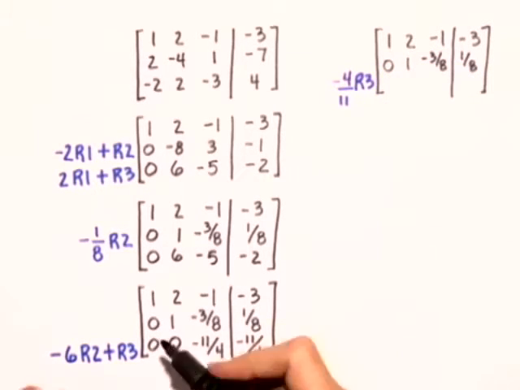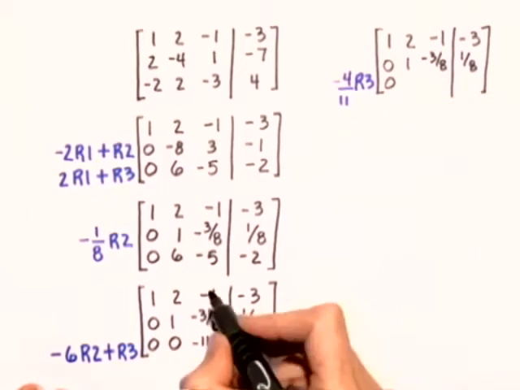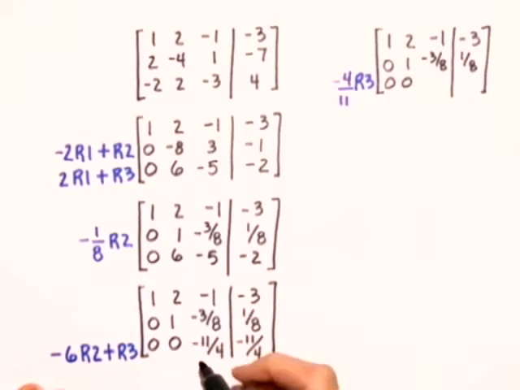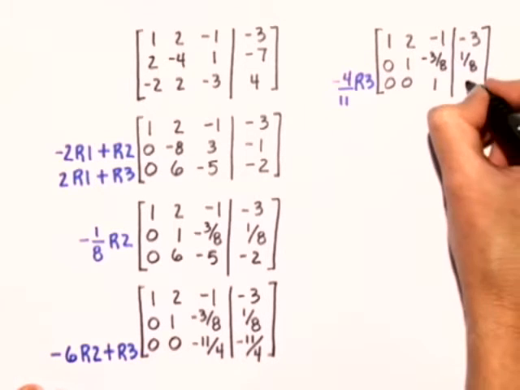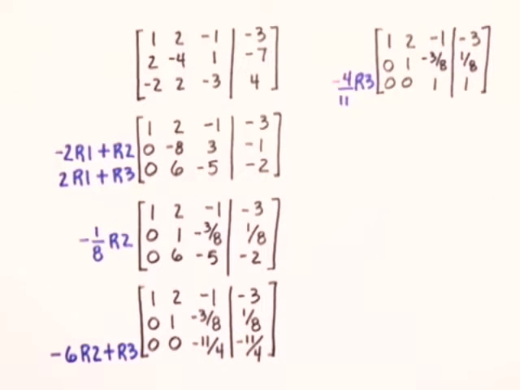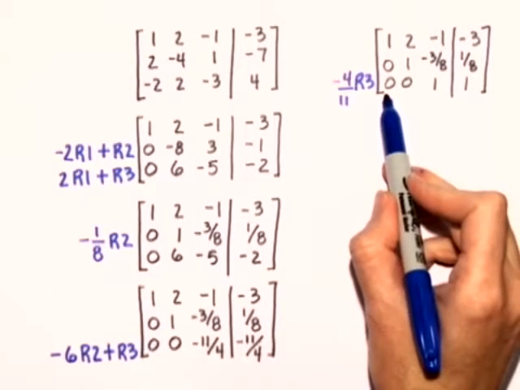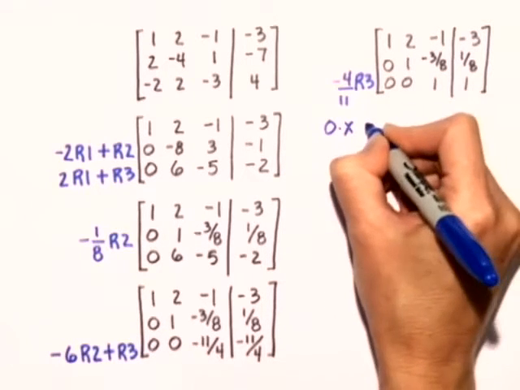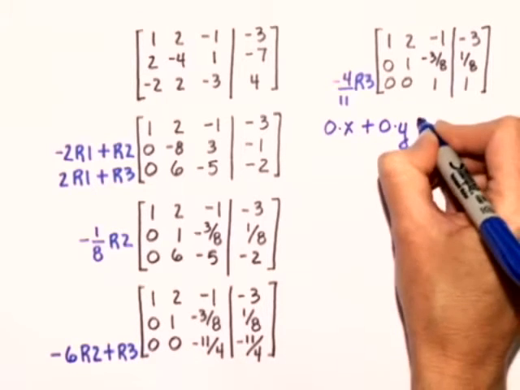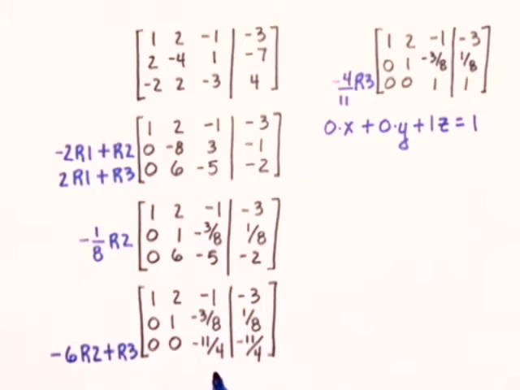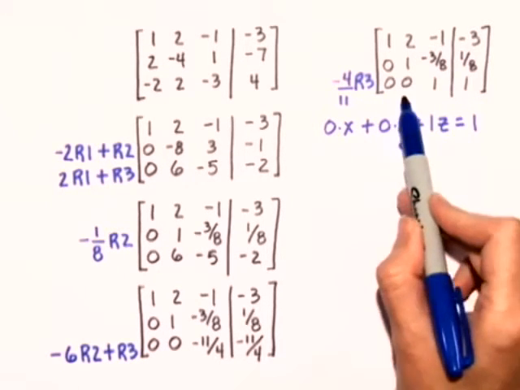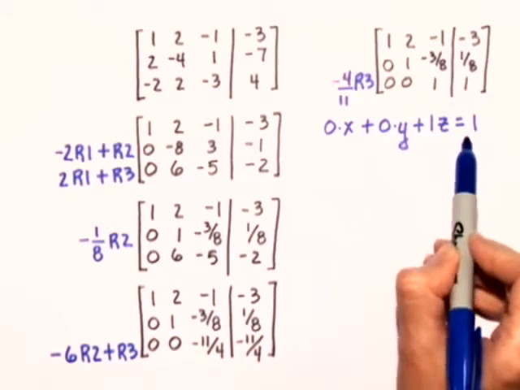And when we do that, -4/11 times 0 is still 0. -4/11 times 0 is 0. -4/11 times -11/4 is +1. And again, -4/11 times -11/4 is +1. Now we're ready to start writing down the solution. What we have on this bottom row really says 0 times x plus 0 times y plus 1z equals 1. Remember, the augmented matrix is just a shorthand way of writing the system of equations. So we'll start with this bottom row, and really, do you see in row 3, we have the statement that z is equal to 1.